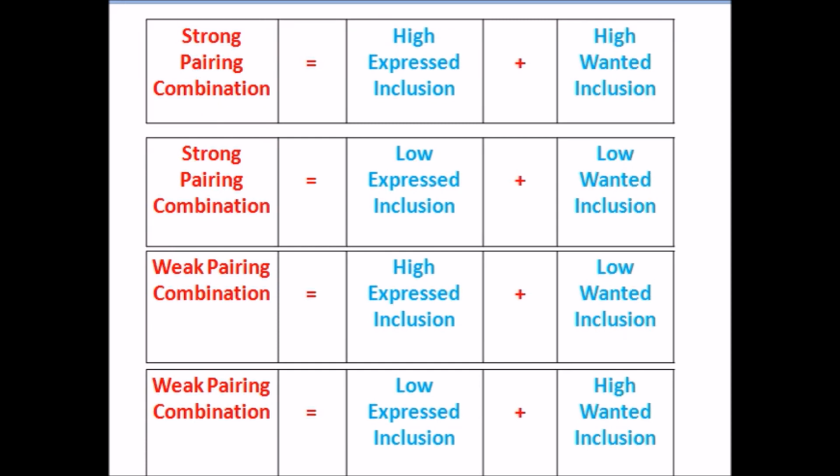Another example of a weak pairing combination is when a person has low expressed inclusion and high wanted inclusion. This is a situation when you come off as someone that sticks to themselves and doesn't want to be a part of a group, but in reality greatly wants to be included. The problem here is that people can't read minds and are more likely to assume that you want to keep to yourself unless you communicate otherwise. This can lead to an unsatisfied want for inclusion.